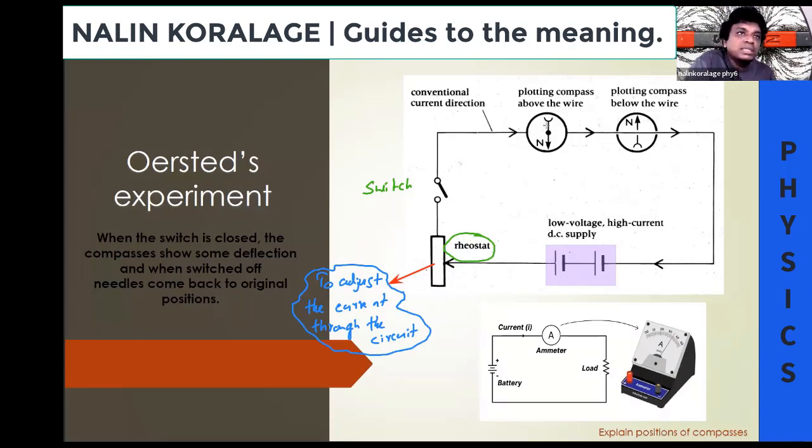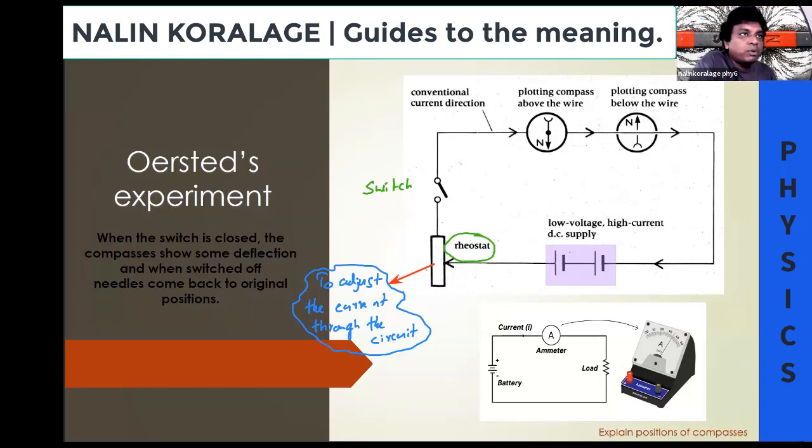Okay, and now we do have a few compasses, as I explained to you in the last screen. A few compasses at different places, plotting compasses above the wire and plotting compasses below the wire. And now what's going to happen? These compasses are going to deflect, showing some deflections depending on whether the current is supplied or not. When current is supplied, they show the deflection, and when you open the switch, so the current supply is cut off, the needles get back to their original positions. So that's how things are going to happen.